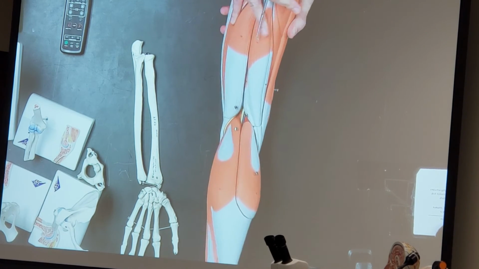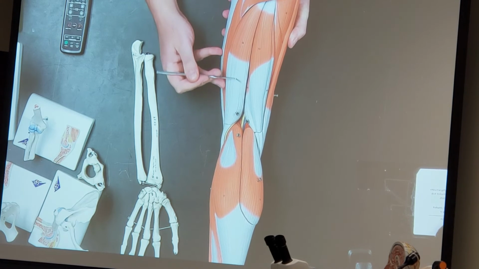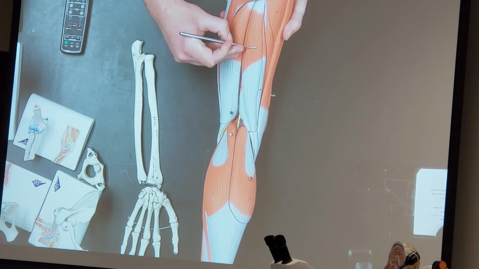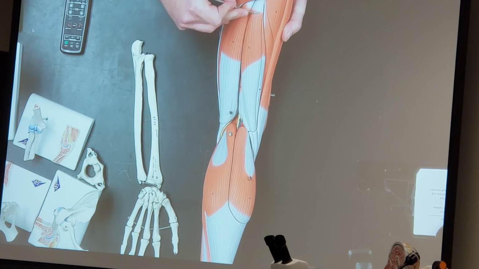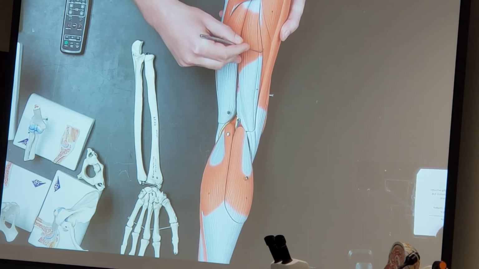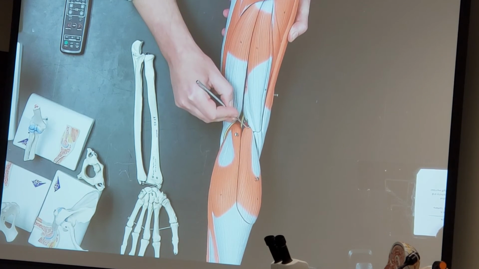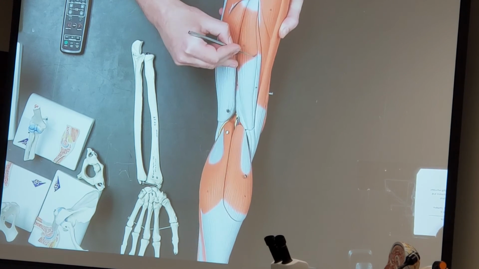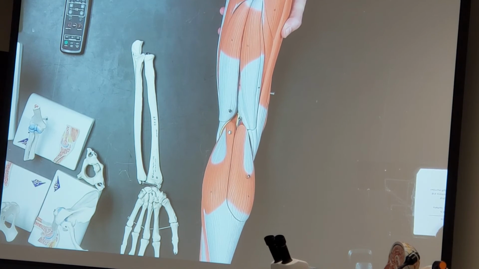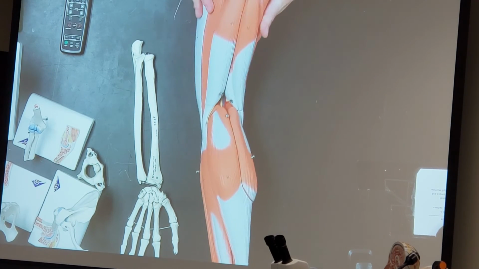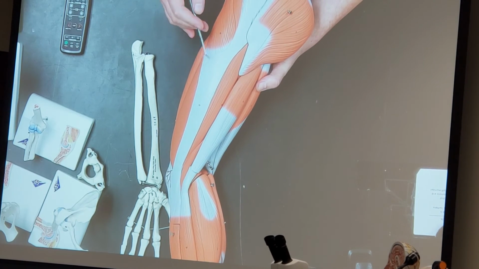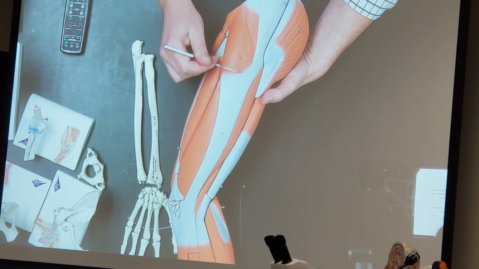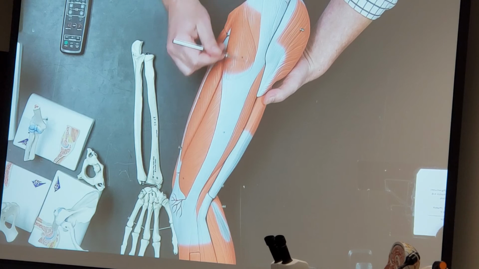From a posterior view, laterally is going to be biceps femoris. And medially is gonna be semitendinosus, which is superficial to semimembranosus, which you can see here and here, semimembranosus. This is gonna be here, tensor fascia latae. Tensor fascia latae.